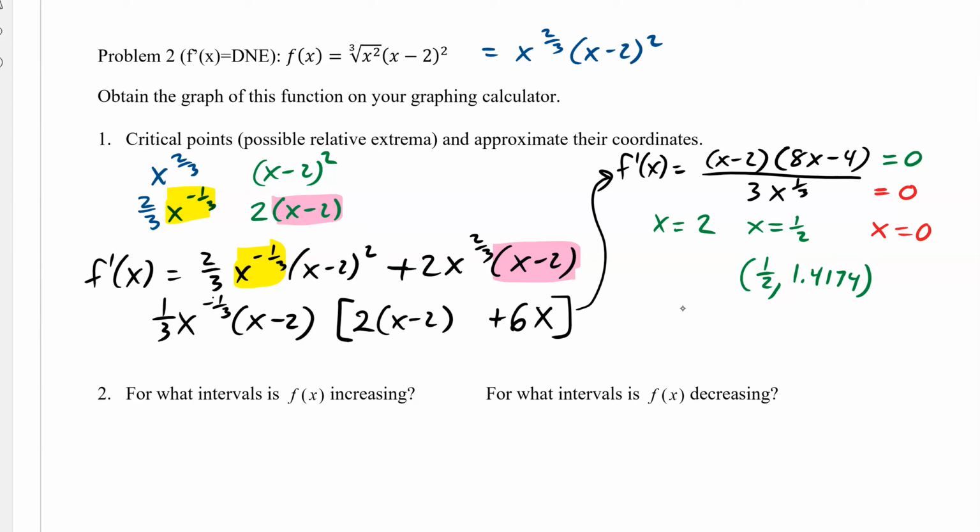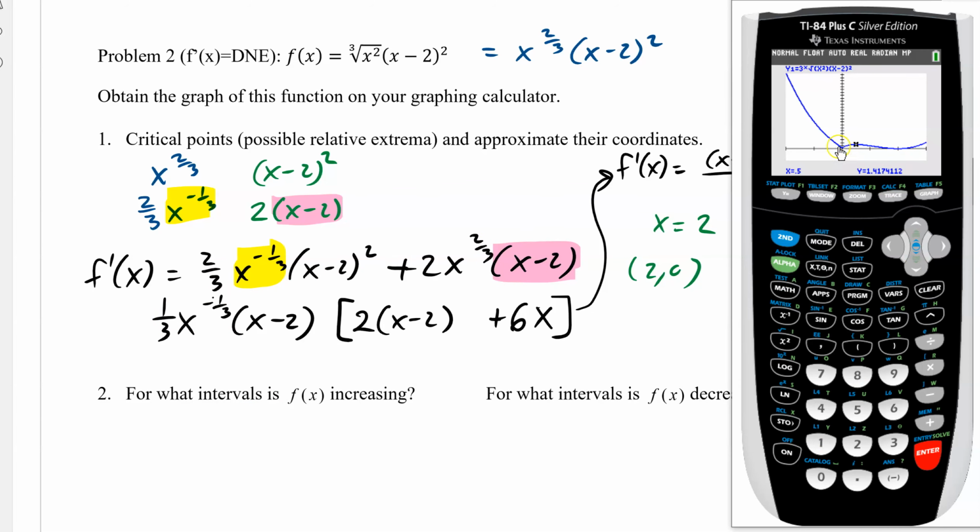1.4174. This was 2, 0, and then the D&E one was 0, 0. So you can see that's where our D&E comes into play. If you didn't factor this, you may not have noticed the 0 as being a D&E, and you can see it makes that sharp point in there, right there. So that's our D&E, it's a critical number.